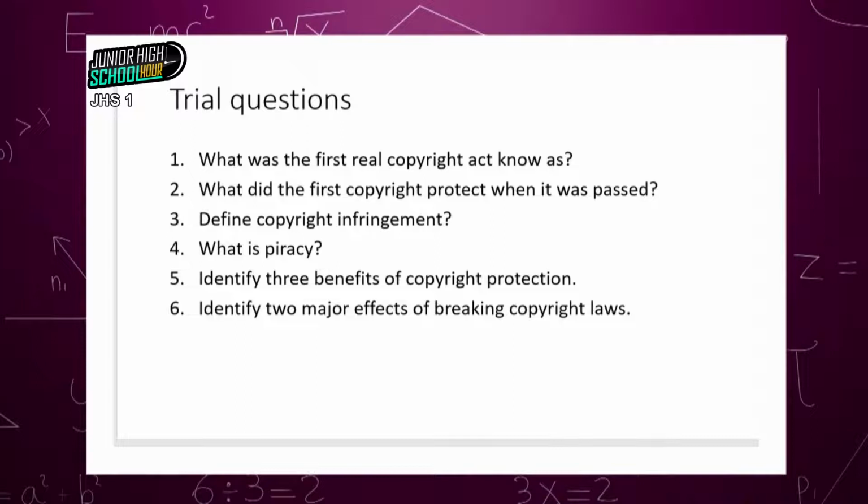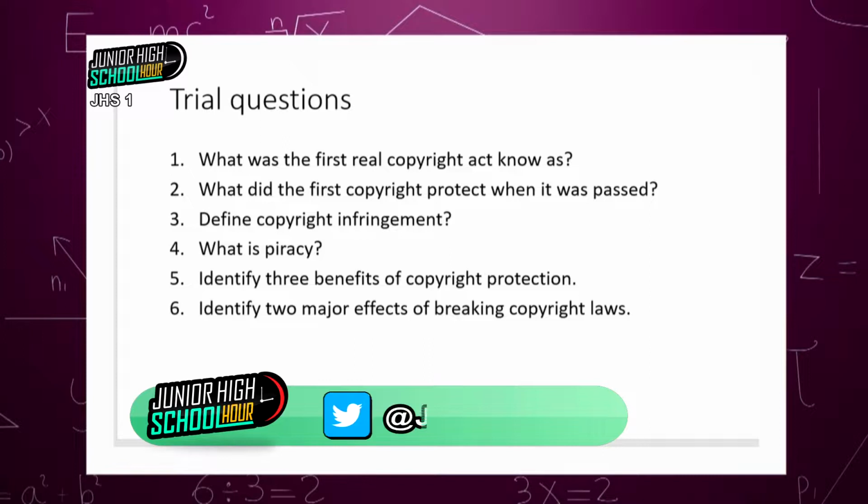Question 1. What was the first real copyright act known as? I know it's very simple. I know you can write it. What did the first copyright protect when it was passed? So what was the protection for? The first copyright, what was it protecting?